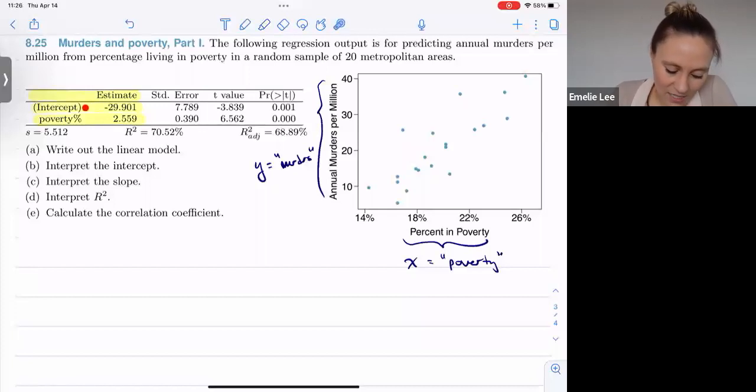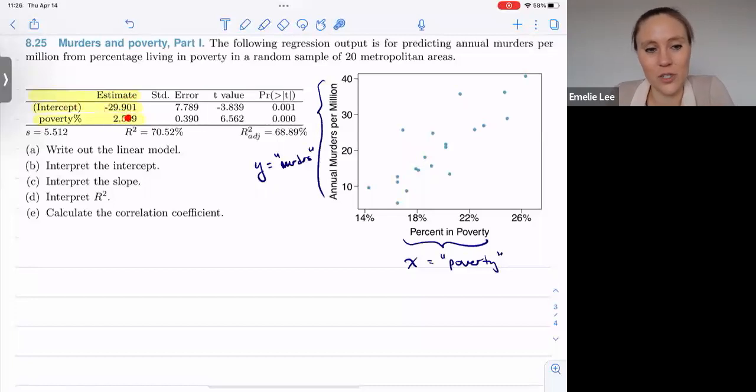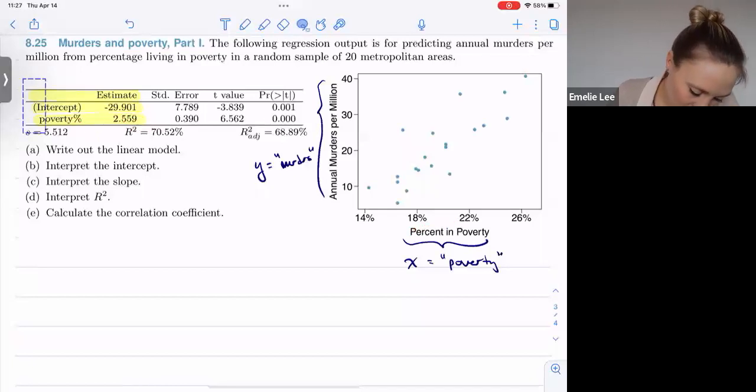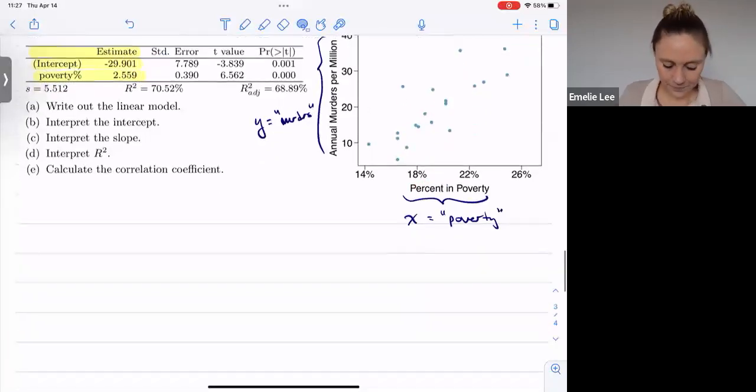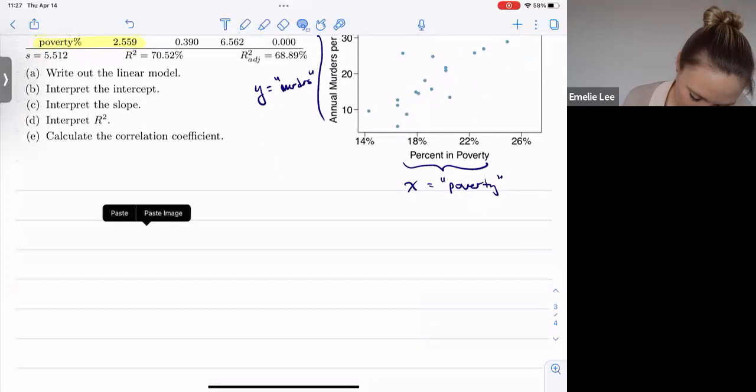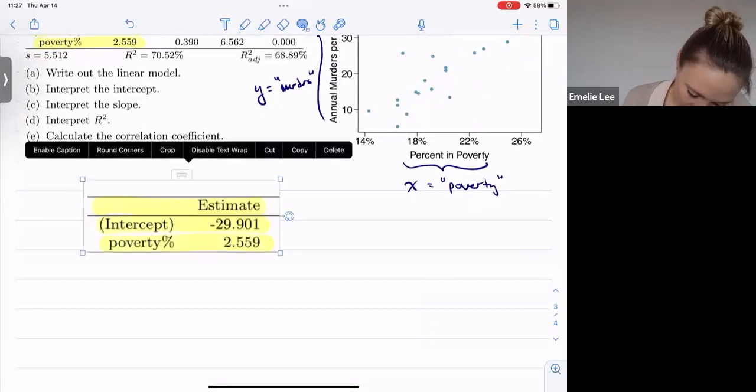Because we said we have an intercept. So it says intercept here, and it is the intercept, right? And so this is the estimate for the intercept. And then we have the poverty percent, which is our X. So that means that our slope here is 2.559. Now I'm going to grab this little snippet here. Copy. We're going to blow it up.